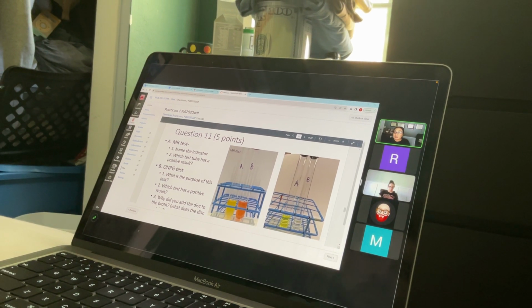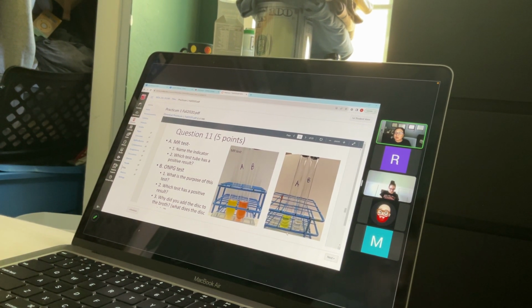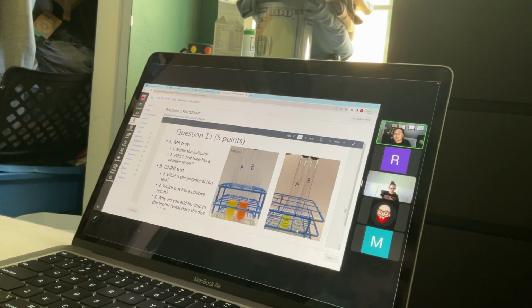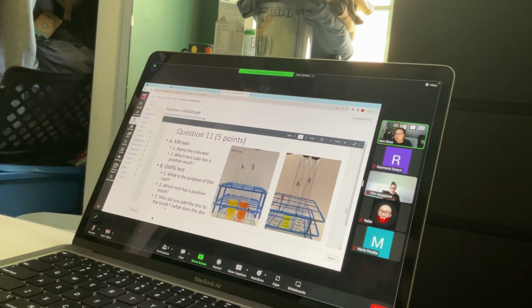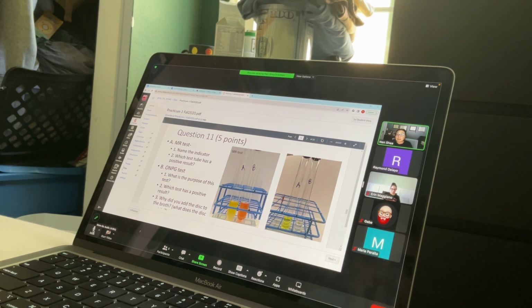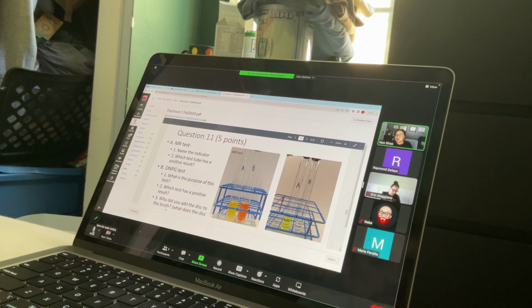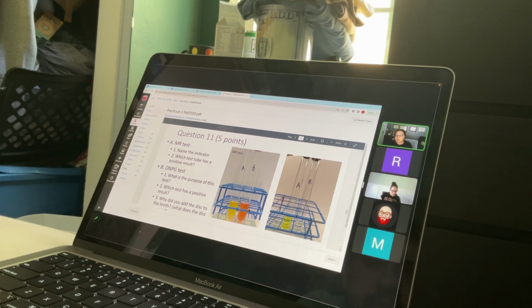The other tube is the ONPG test. If you come up and I ask what test this is, and you see a disc, that's definitely going to tell you it's an ONPG test, because of all the tests we do, that's the only one that we add a disc to. Then I ask, what is the purpose of this test? It is to see if the bacteria are able to use ONPG, which is a different form of lactose.